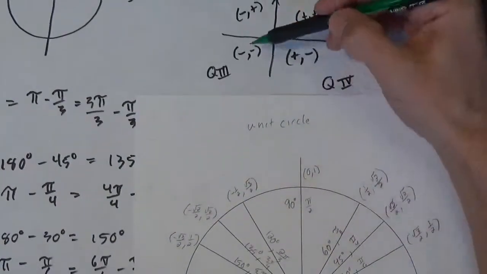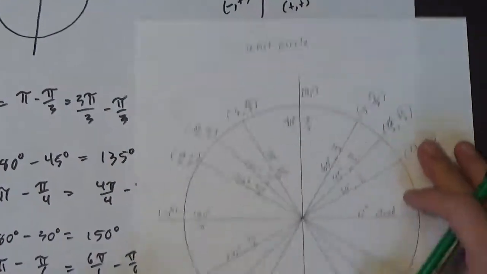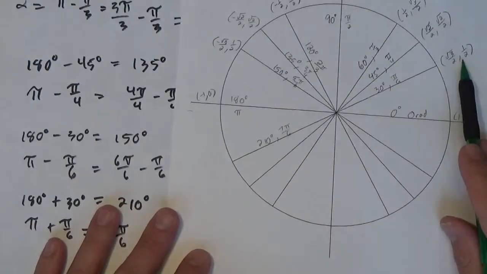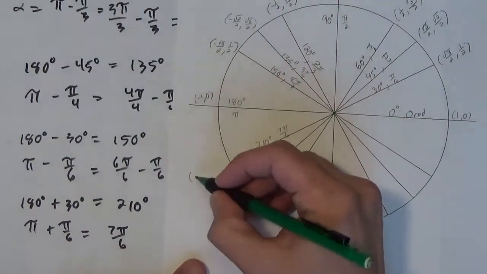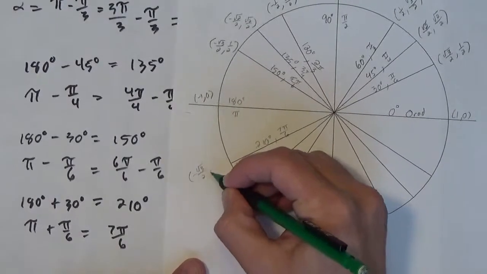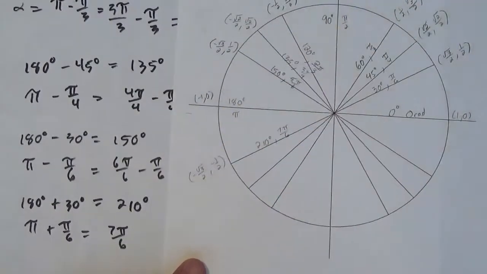Now for this quadrant, the x and y values are negative, so associated with this one is this coordinate, so they're both going to be negative. So it's going to be negative square root of 3 over 2, negative 1/2.